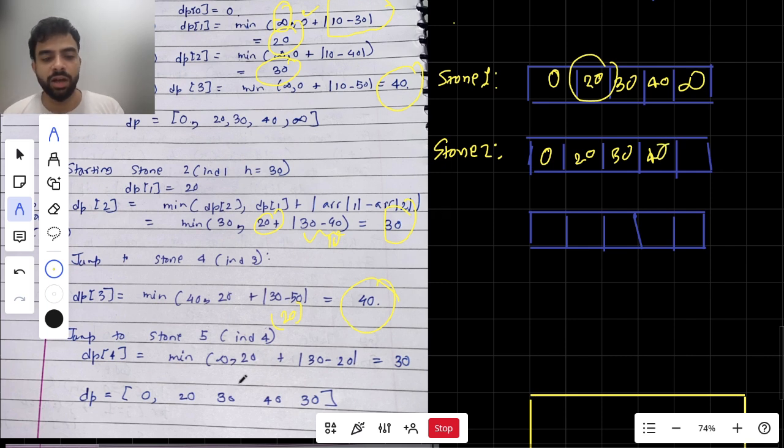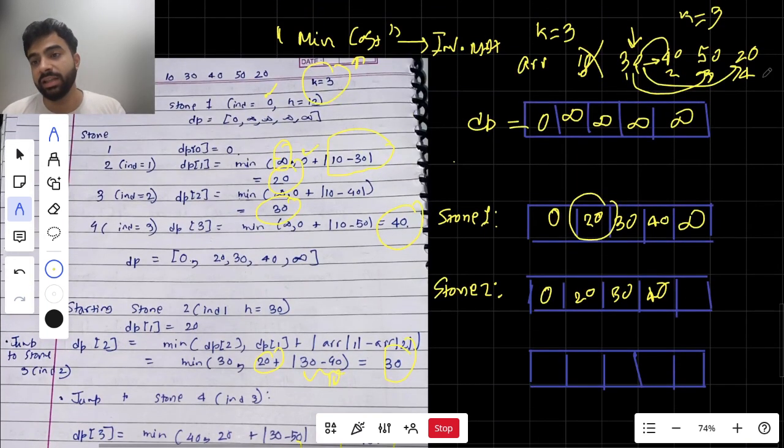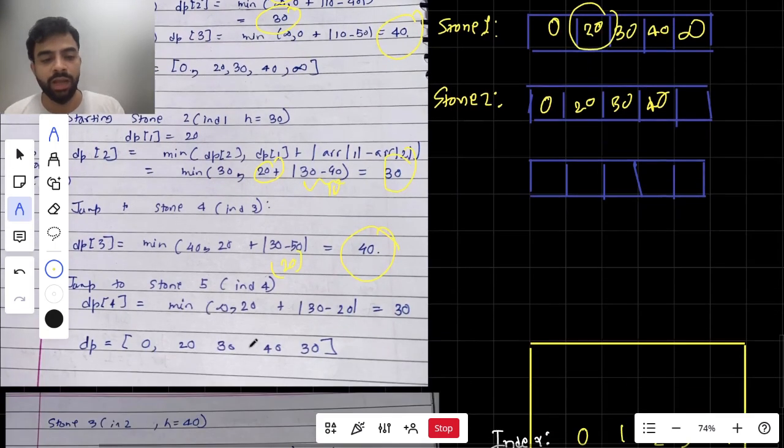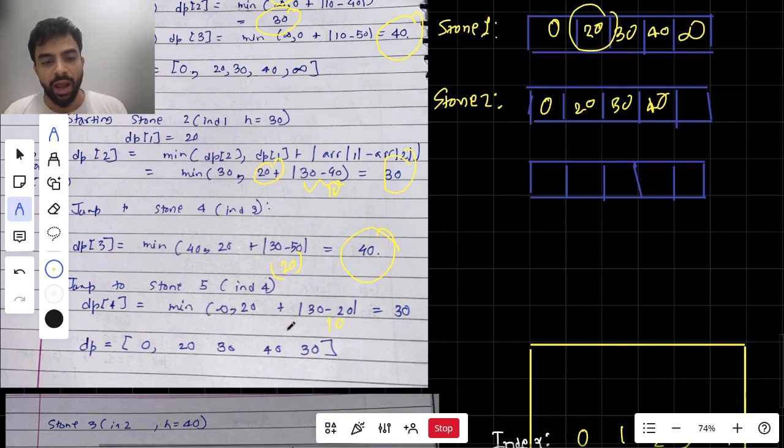Lastly, I'm going to make another jump, which is from this till the end. From 30 to the end, which is 10. Now I have a minimum difference of 10, and my previous value was nothing but 20. But what I can see is that my initial value was infinity.